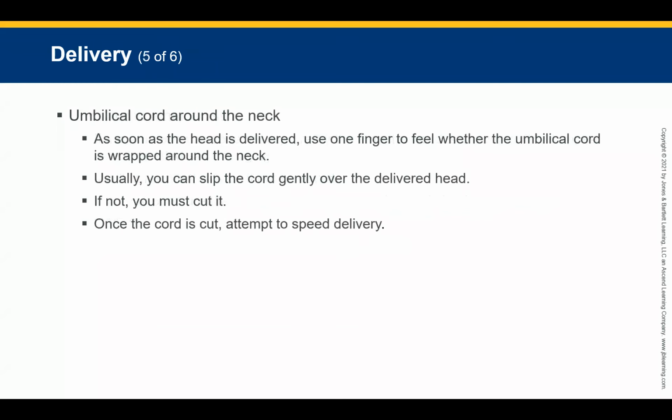The umbilical cord may be stuck around the neck. As soon as the head is delivered, use one finger to feel whether the umbilical cord is wrapped around the neck, which is called a nuchal cord. Usually you can slip the cord gently over the head as it's delivered. If not, you must cut it at that point to keep the child from suffocating.